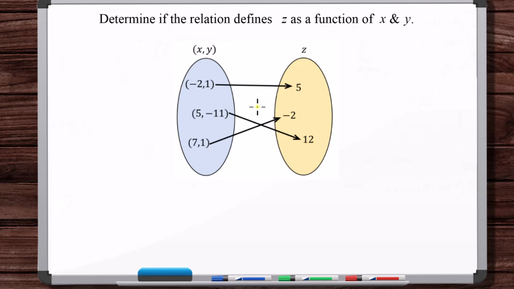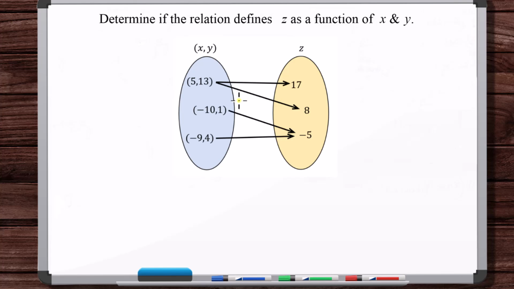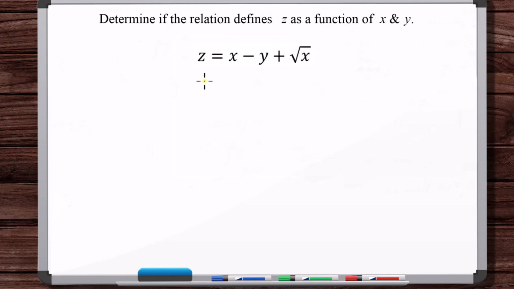Okay, so all right, this xy pair maps to 5, this xy pair maps to 12. You don't have an xy pair mapping to 2 or more outputs. Yes, this is a function in terms of z is a function of x and y. Okay, what about this? Well, no, because look, we have the input 5, 13 mapping to 2 separate outputs, so no. Okay, what about this equation? Is this a function? Could we rewrite this way?